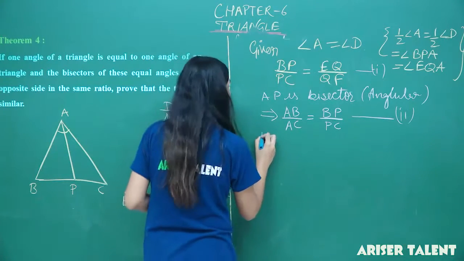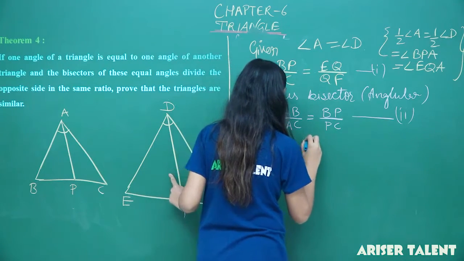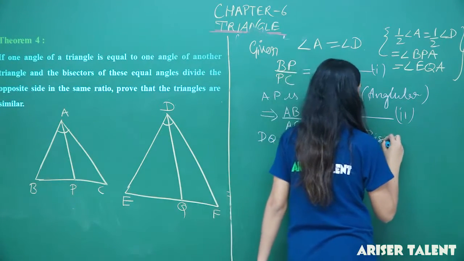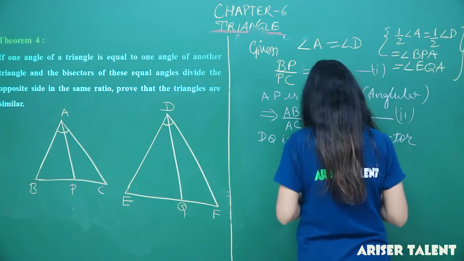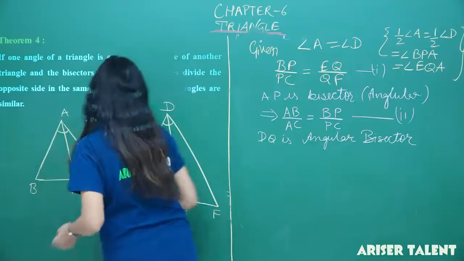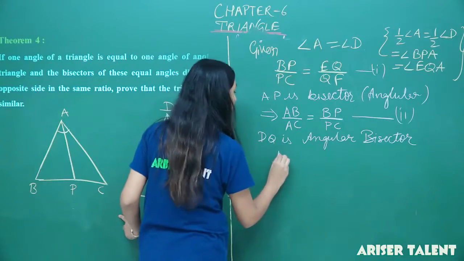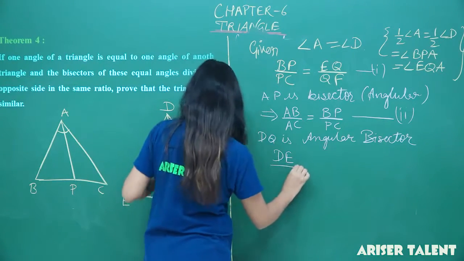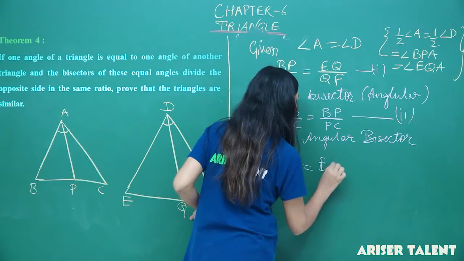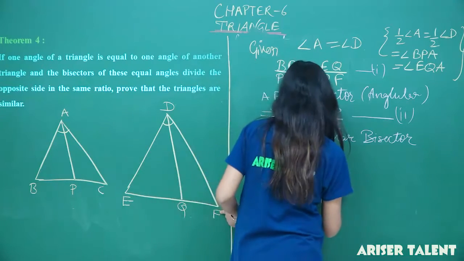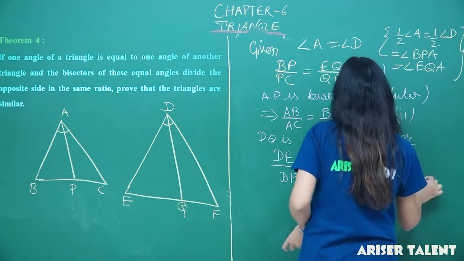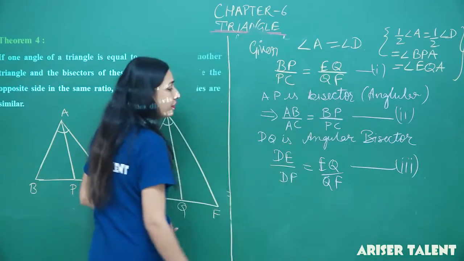Again, DQ is the angular bisector, okay students. So what will you have here is DE by DF equals EQ by QF. Now this is the third. Okay, so we have these three equations.